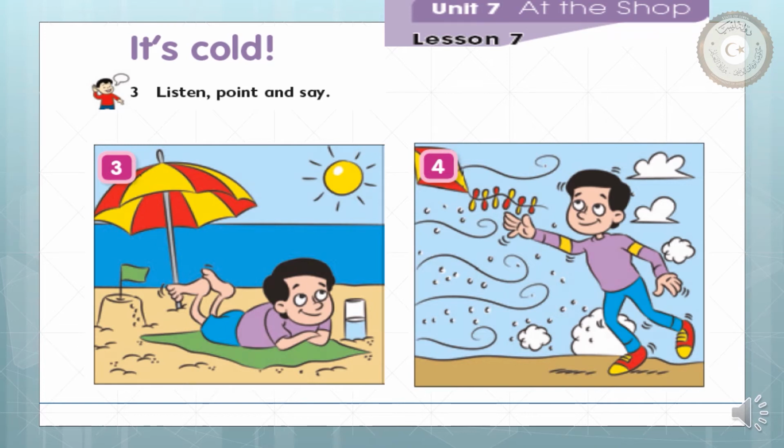Now look at the third picture. What is the weather like? Look at the sun here. It's sunny and hot. He is drinking the water, lying on the beach. Okay, there is an umbrella.